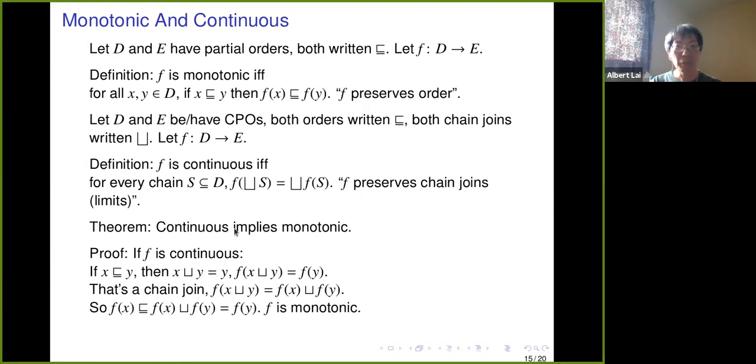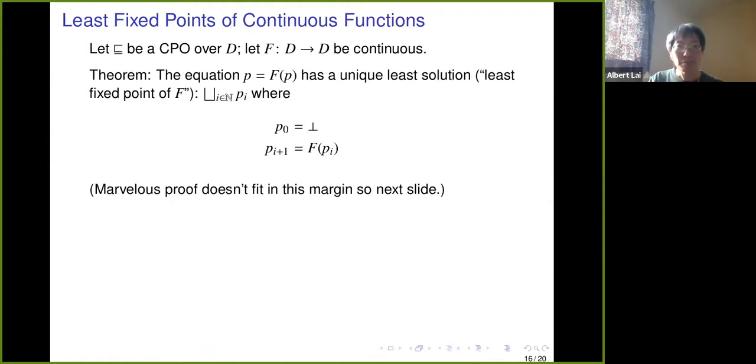And there's a theorem, and it's a short proof, but I don't have time to go through it now. But if a function is continuous, then it is monotonic. And so continuity is a strictly stronger requirement. Okay, so this is a theorem that I'm going to rely on.